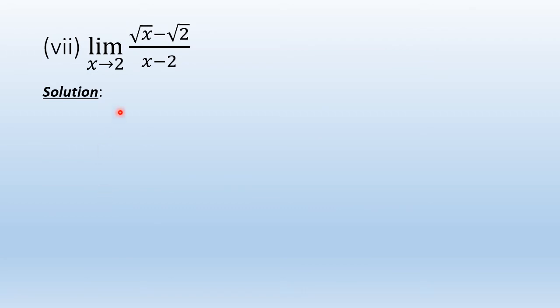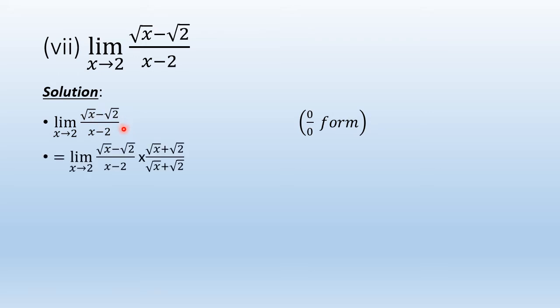Part 7. Limit when x tends to 2, (square root of x − square root of 2) divided by (x − 2). We observe that if we put the limit directly, we get 0 by 0 form, which is not defined. So we are going to rationalize it. We multiply and divide by square root of x plus square root of 2. So this becomes (square root of x)² − (square root of 2)².